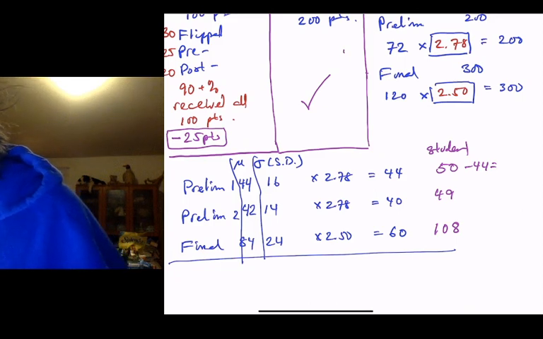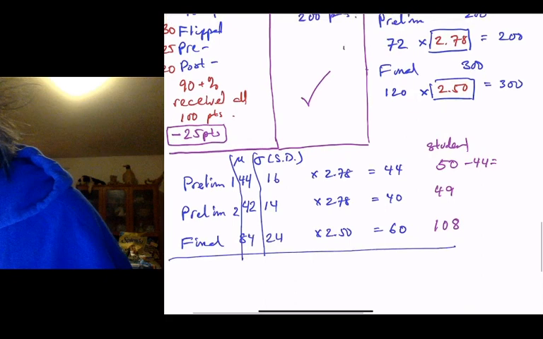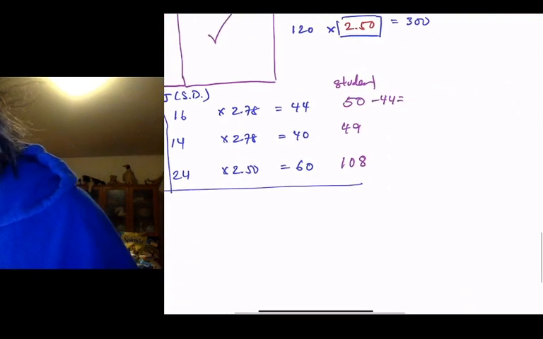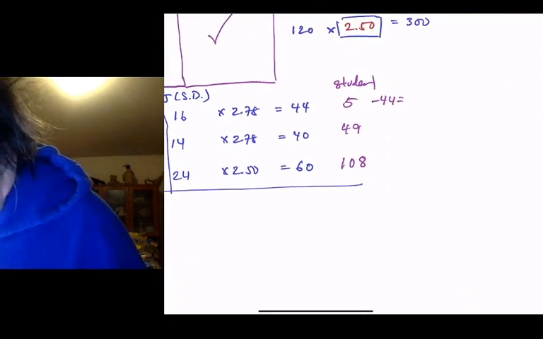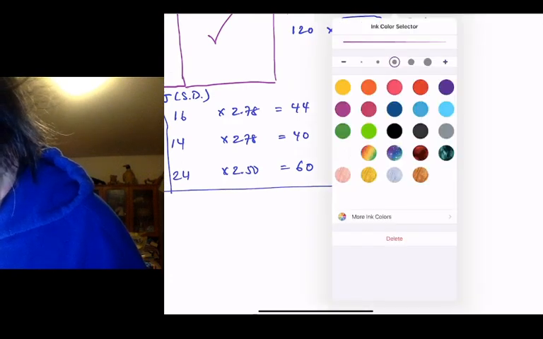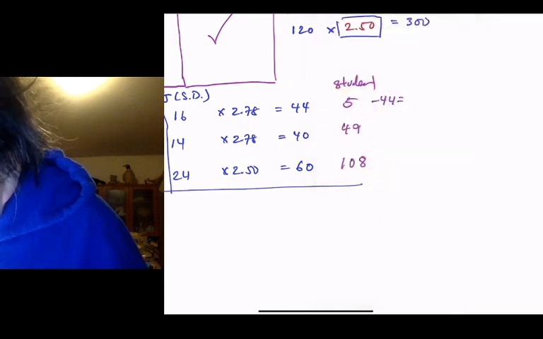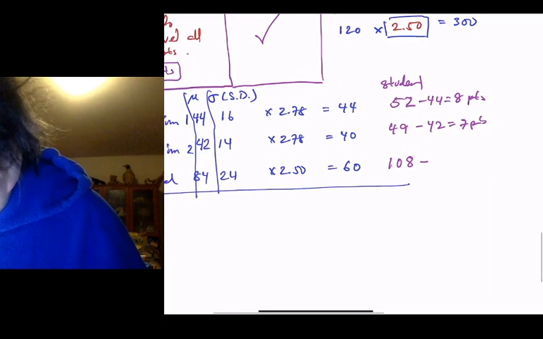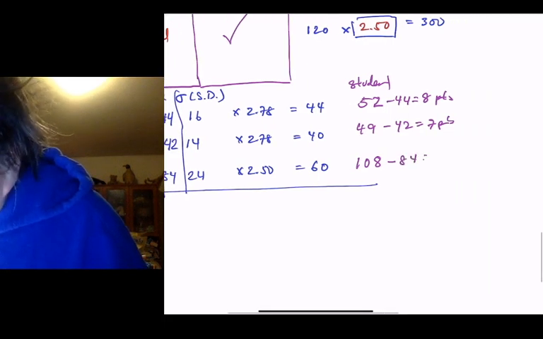I'm going to change this to a 40. Sorry. I can't seem to change it. Okay, since I can't change it, maybe I can change it now. Yes. I'm going to make it a 52. So that's 8 points. 49 minus 42 is 7 points. 108 minus 84 is 24 points.